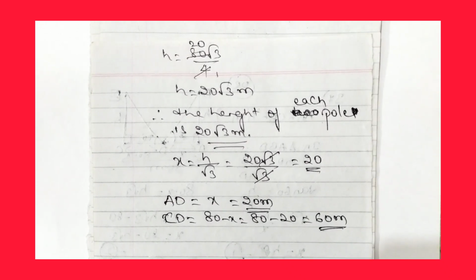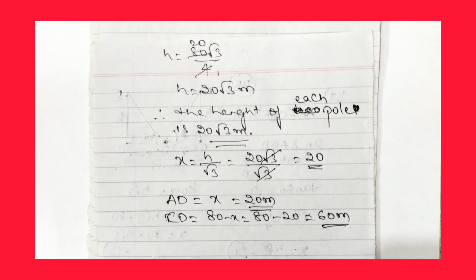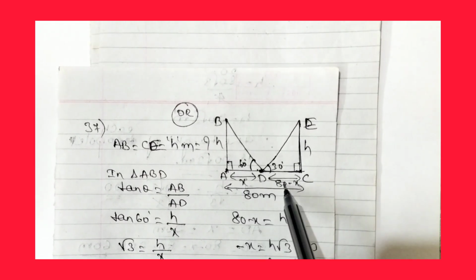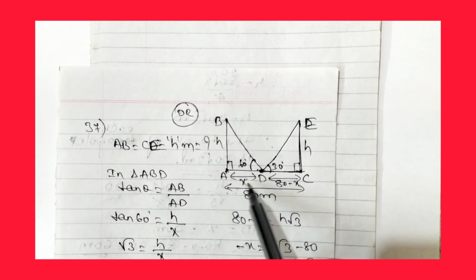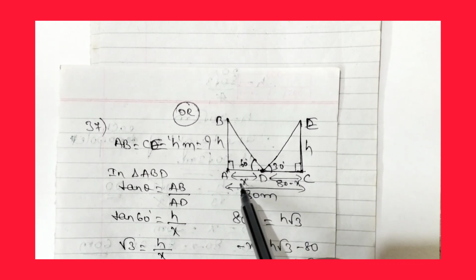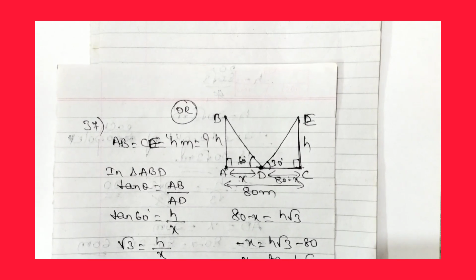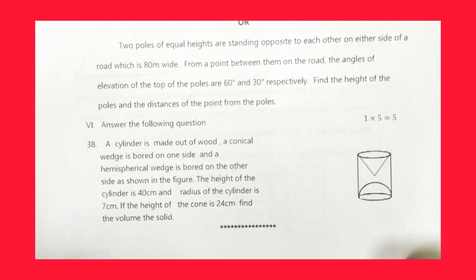So from the point D, the distance between A and D is x, which is equal to 20 meter, and C and D is 80 minus x. It is 80 minus 20, which is 60. So 20 and 60 are the distances from point D. So like this we have to solve this question. Now let us move to the last question of this paper, that is the 5 marks question.